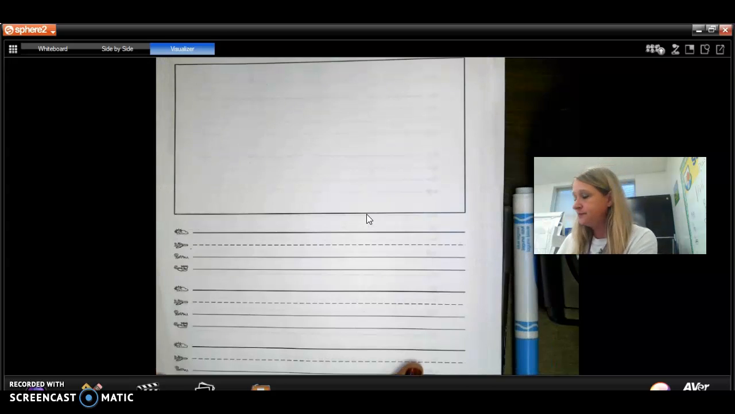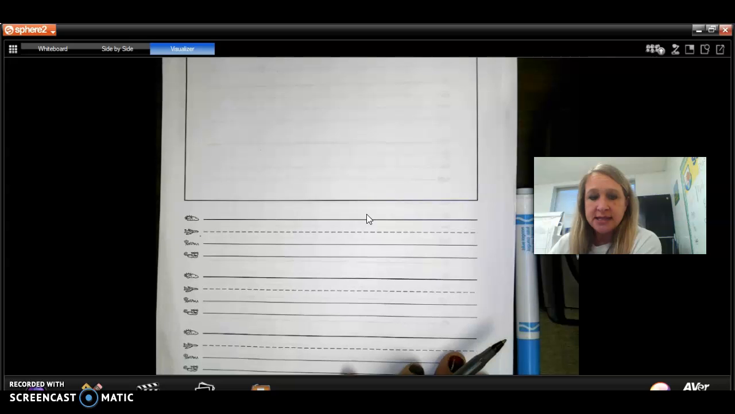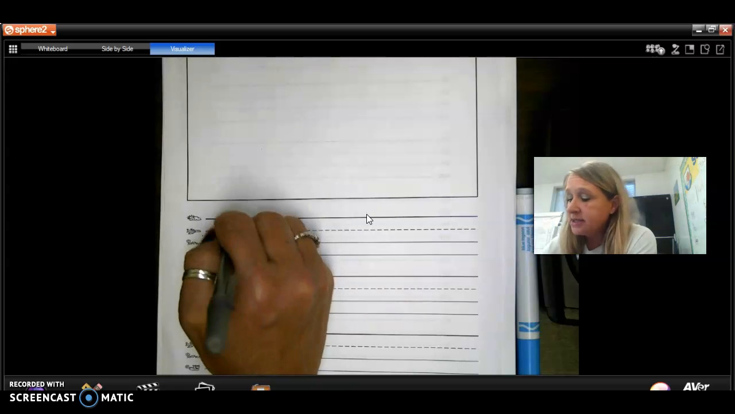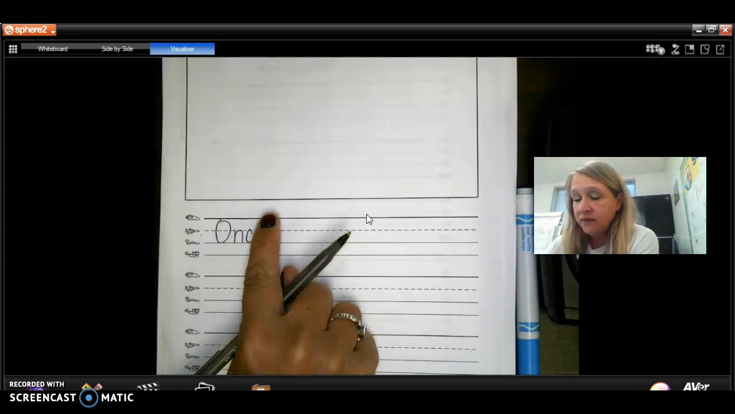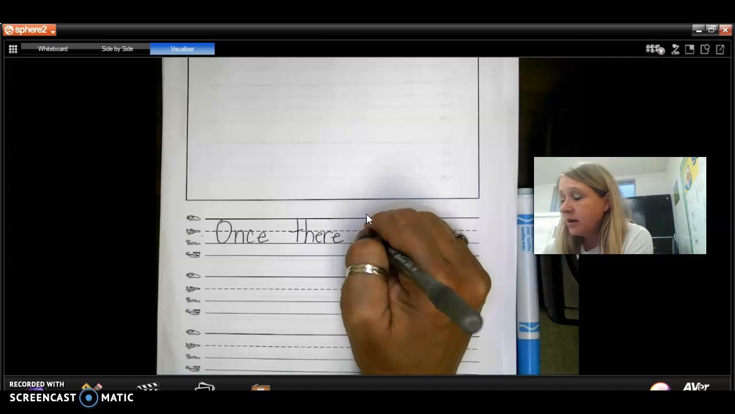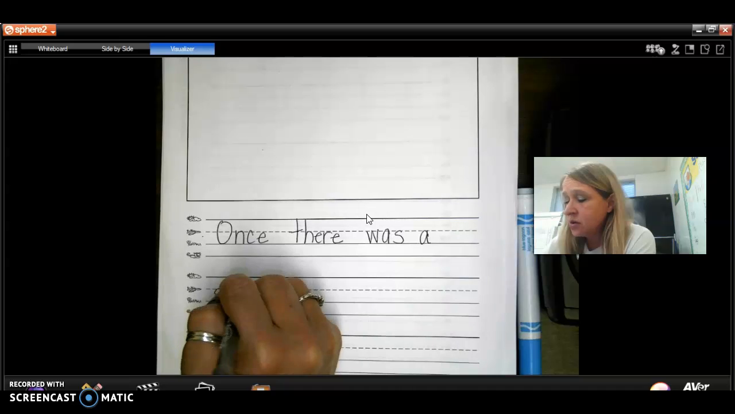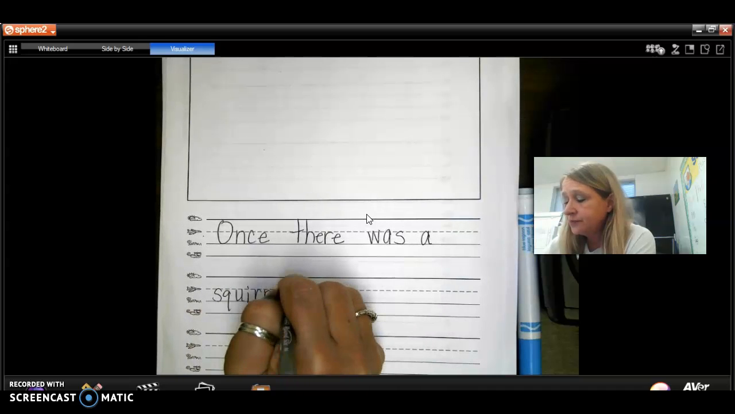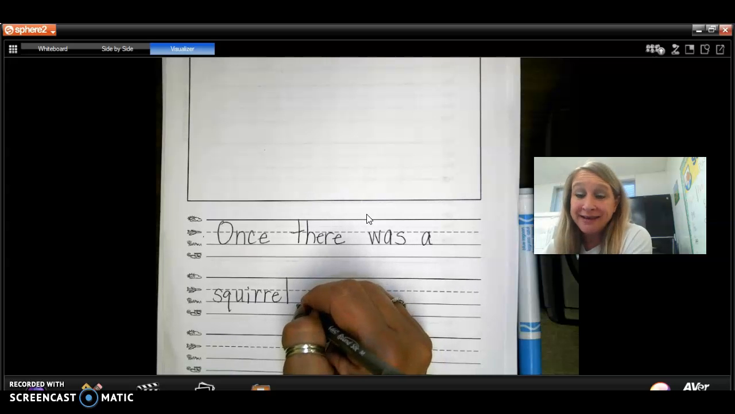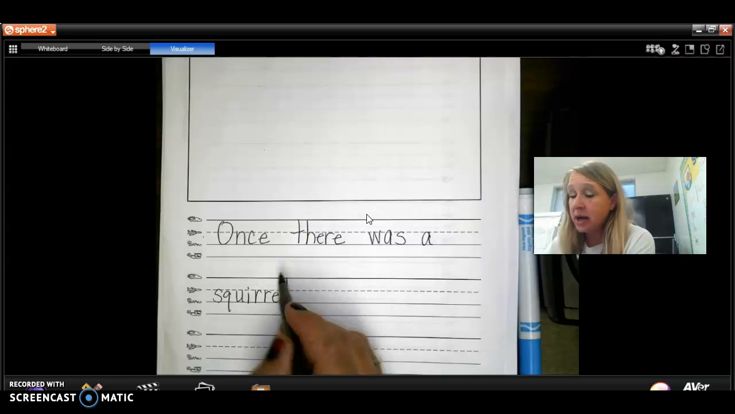So here's my paper. Here's my pencil. And now I'm going to start my story with introducing my character. So I'm going to say once, finger space, there was a squirrel. Now, I could stop my sentence there and put a period, or I can combine my setting with the character sentence. So I'm going to do that.